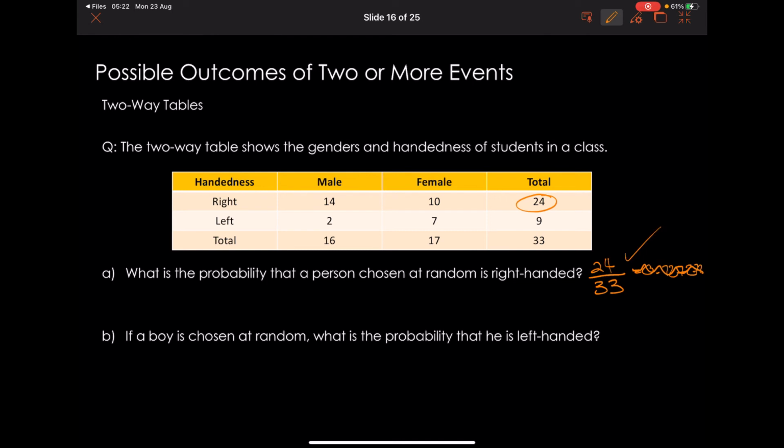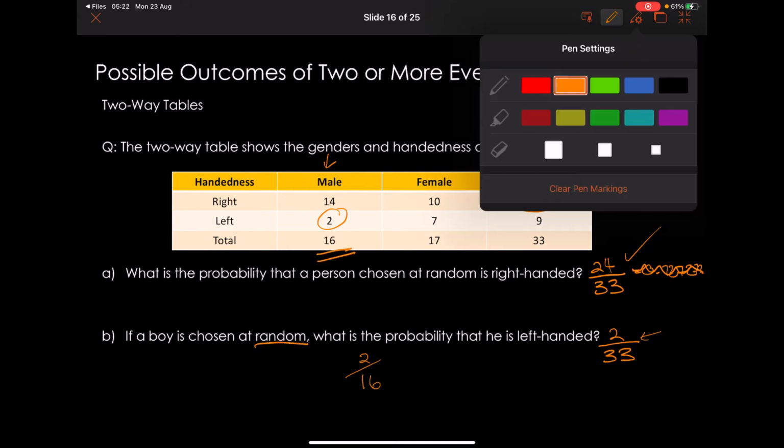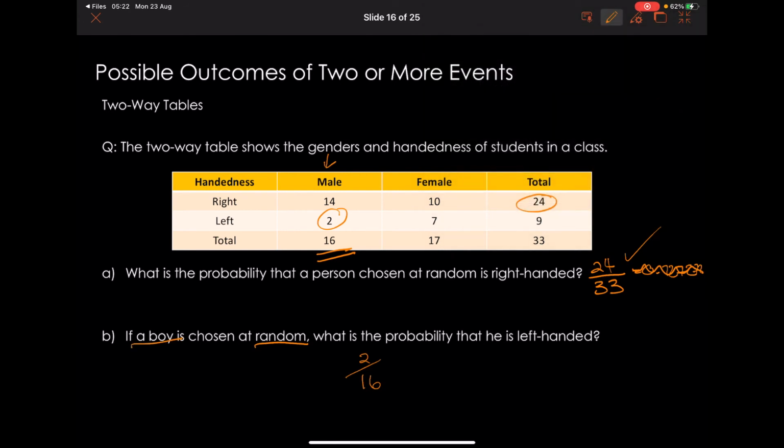If a boy is chosen at random, what's the probability that he is left-handed? So what we're going to do is go to the boys column. We're going to look at the left-handed one, which is 2, and it's 2 out of 33. That's out of the total people. However, it says if a boy is chosen at random. So actually it'd be 2 out of 16 because there's 16 males in total. So rather than it being 2 out of 33, be very careful because it's saying if a boy is chosen. So total boys is 16. We can actually cancel that down to 1 over 8, because we can divide by 2 on the top and the bottom.